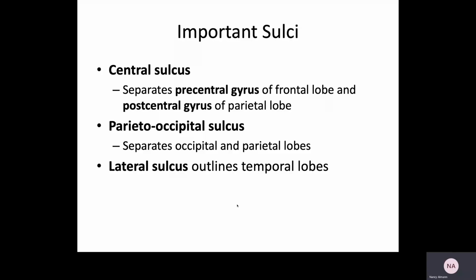So what are the important sulci that you need to know? The central sulcus, we've already talked about that. We've already mentioned how it is going to divide the frontal and parietal lobes. And we've already talked about the pre and postcentral gyri. The parieto-occipital sulcus. What is that? What a surprise. It tells you exactly what it's going to separate, both the occipital and the parietal lobes, and the lateral sulcus, which is going to divide the temporal lobes from the parietal lobe.